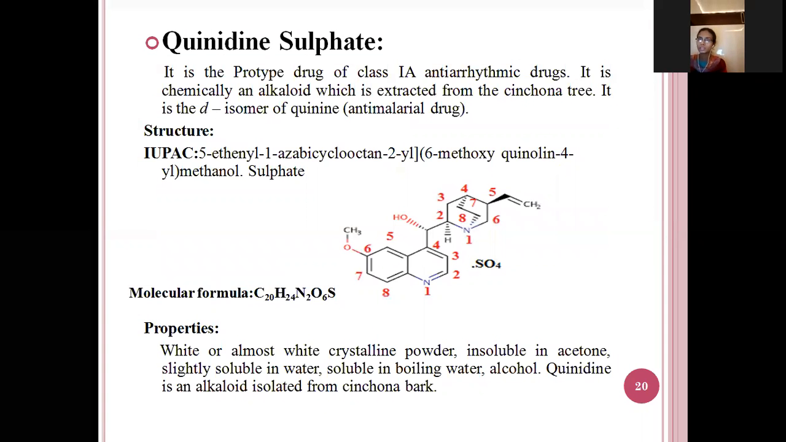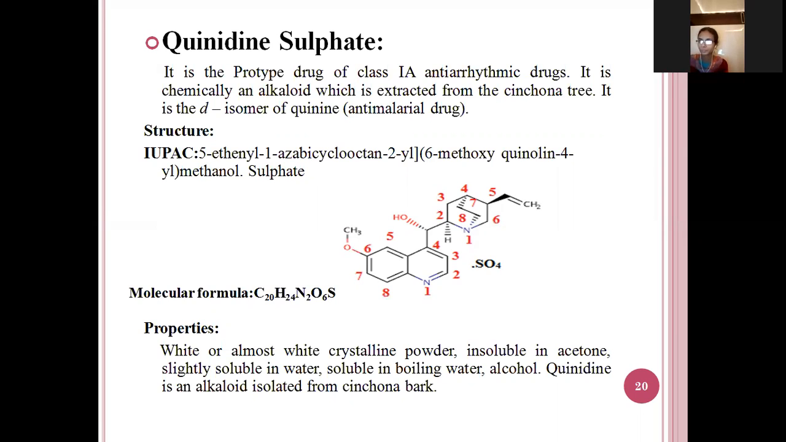In this, the first drug is quinidine sulfate. It is a prodrug of the class 1A anti-arrhythmic agent. It is extracted from the cinchona tree. It is an alkaloid extracted from the cinchona tree, and it has anti-malarial activity also.